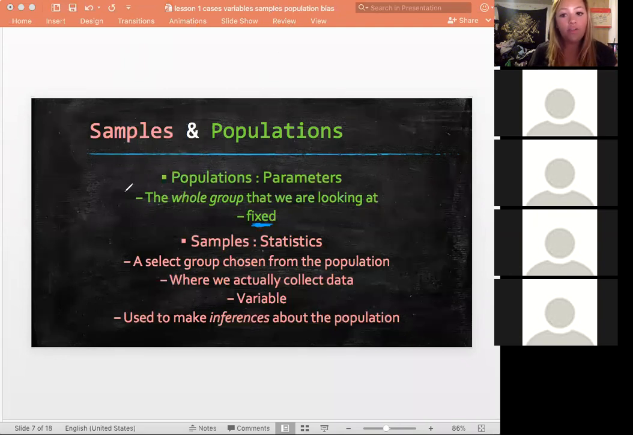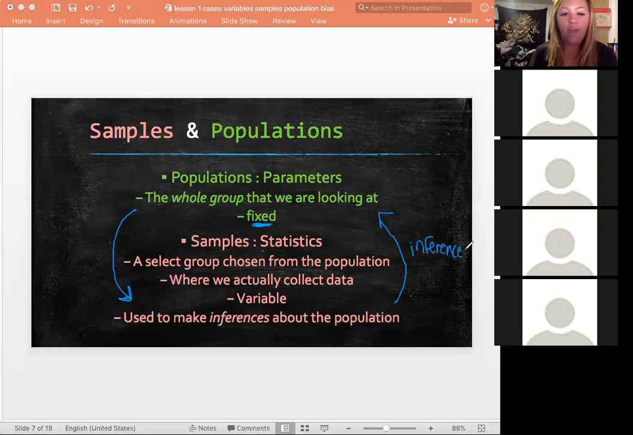Your sample is going to be what we take from the population. So I always kind of draw this like a cycle. You have our population and we take a sample from it. And then based upon this sample, we make an inference about our population.